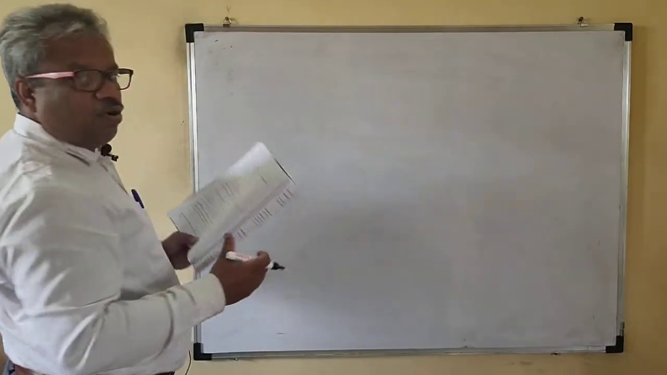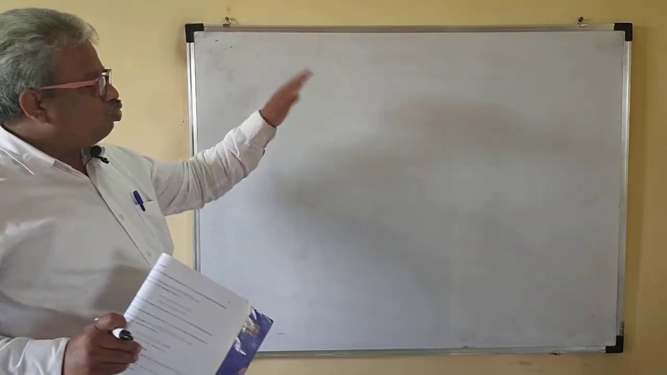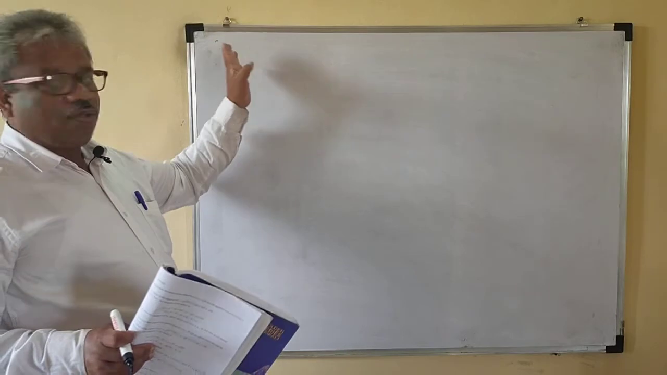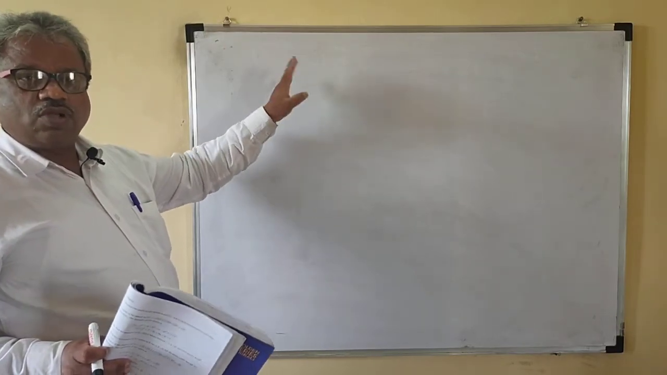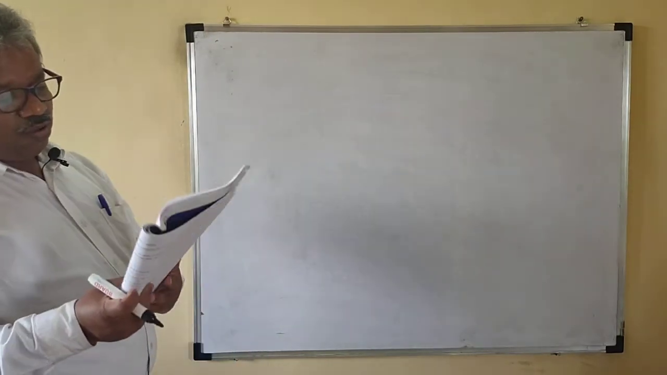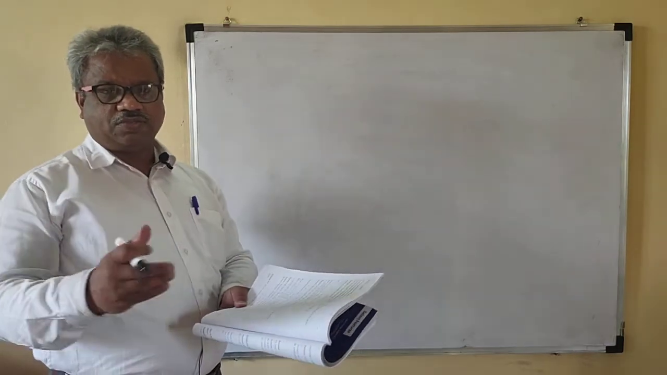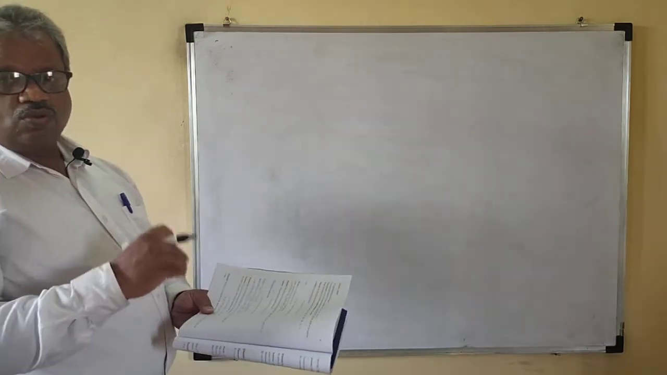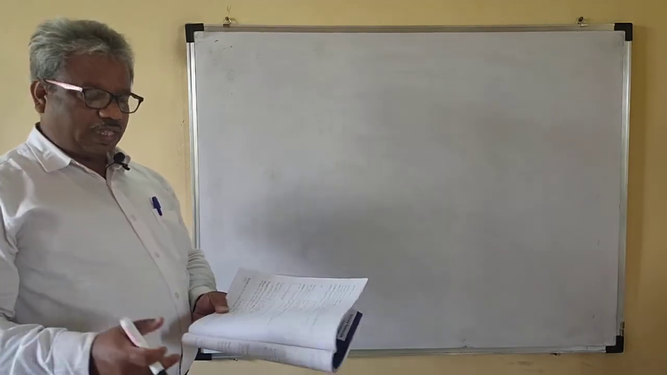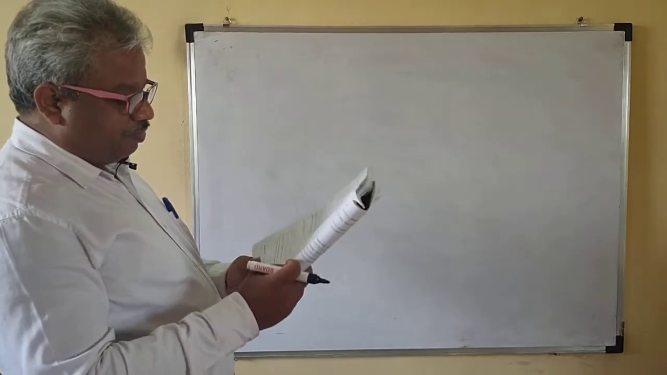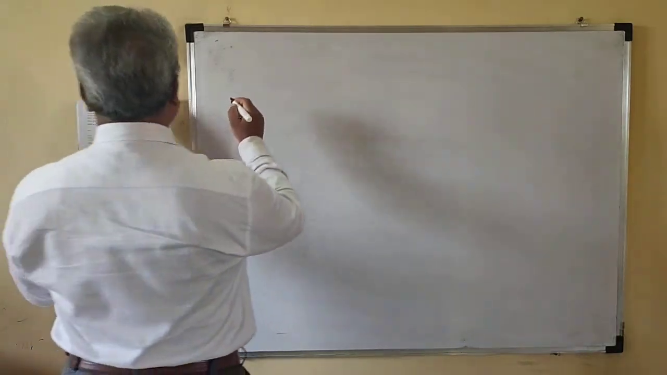Fine. I hope you can understand how to find the radius and the center of a sphere. If the coefficient of x square, y square, z square is not 1, we have to make it 1 by dividing. Then compare: the center is minus u, minus v, minus w, and the radius is root of u square plus v square plus w square minus d. With the help of this, you can solve any problem. We'll take the next problem.